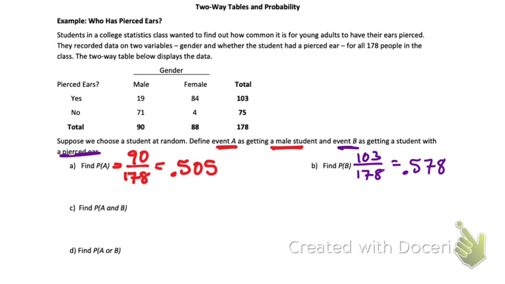Now, here we go. Find the probability of A and B. Tell me in words what I'm asking you. Probability of male. Very good, Hannah. I'm asking you to find the probability that they are male and have their ear pierced. Probability of male and they have their ear pierced. What is that? 19 over 178. Very good. What is 19 over 178?